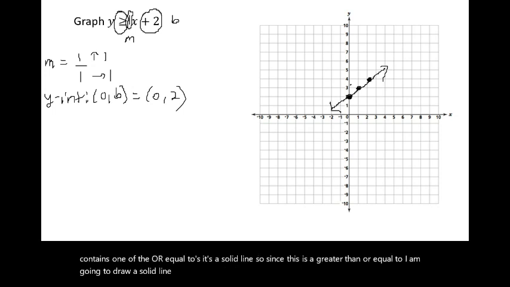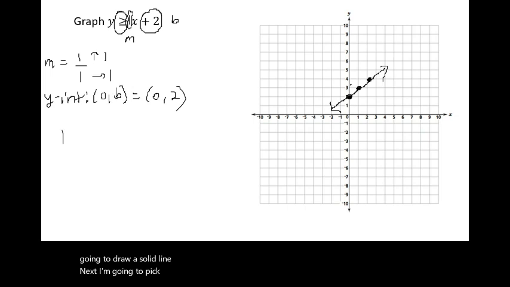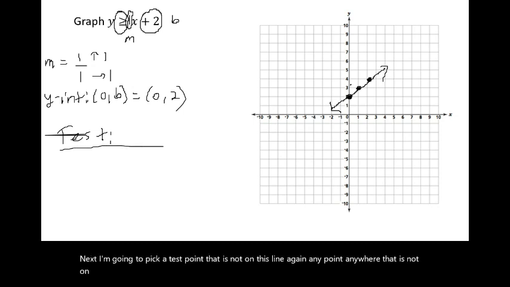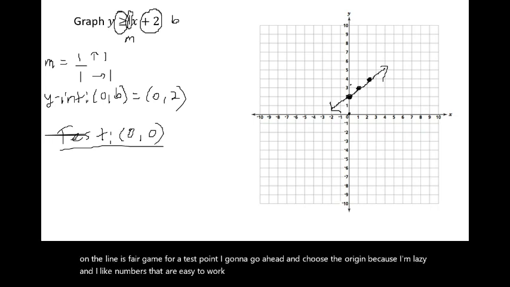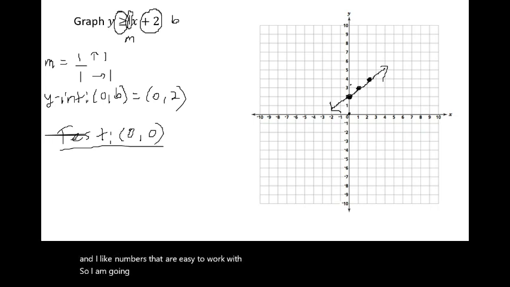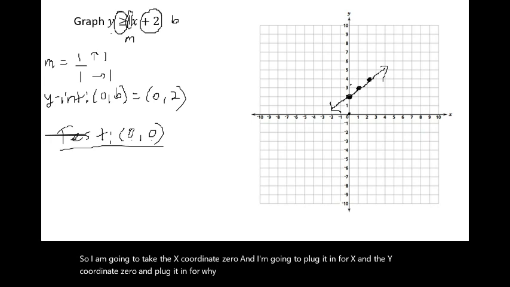Next, I'm going to pick a test point that is not on this line. Again, any point anywhere that is not on the line is fair game for a test point. I'm going to go ahead and choose the origin because I'm lazy and I like numbers that are easy to work with. So I am going to take the x coordinate 0 and plug it in for x, and the y coordinate 0 and plug it in for y, and I'm going to simplify and see what happens.